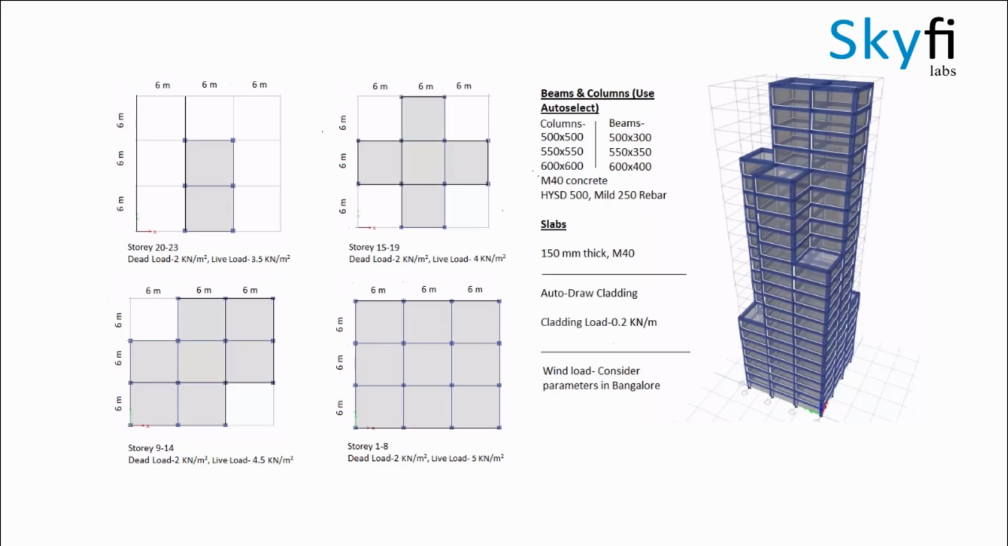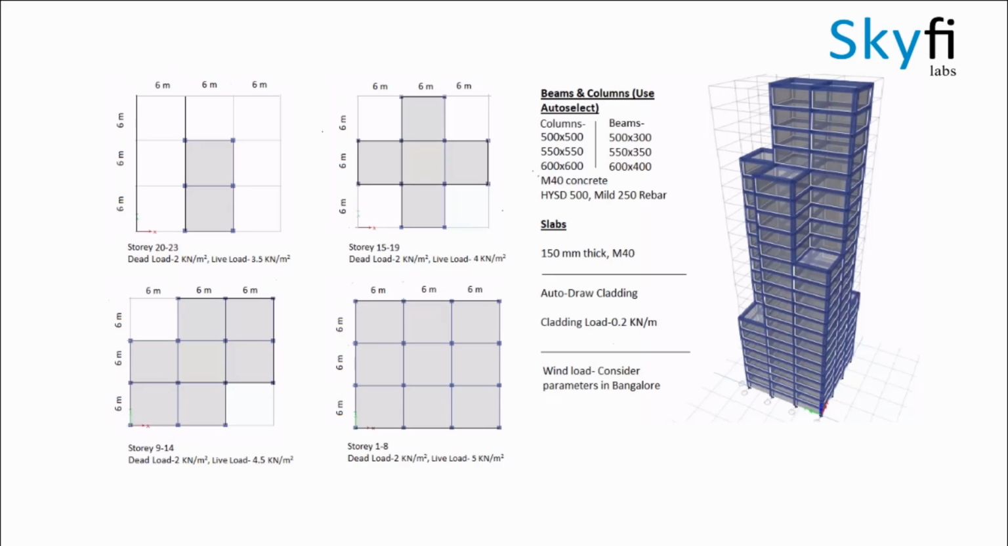In this video, I'm going to explain the assignment in the Skyfi Labs that was given as a part of the course, Structural Foundation and Analysis. As you can see on the screen, the assignment question is shown. We are asked to produce these four sections for the stories 1 to 8, 9 to 14, 15 to 19, and 20 to 23. So in this we have to define different sections for different stories in a 23 story building.